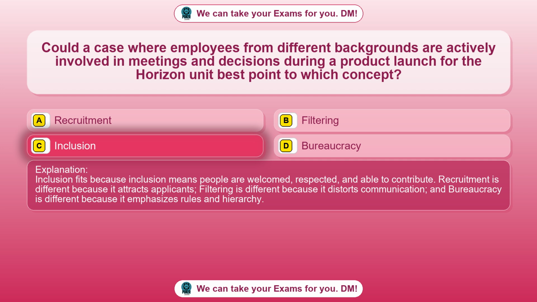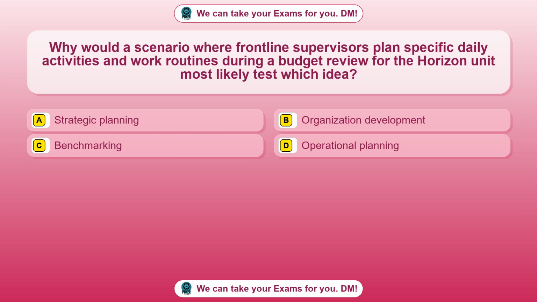Recruitment is different because it attracts applicants, filtering is different because it distorts communication, and bureaucracy is different because it emphasizes rules and hierarchy. Question 21. Why would a scenario where frontline supervisors plan specific daily activities and work routines during a budget review for the Horizon unit most likely test which idea?